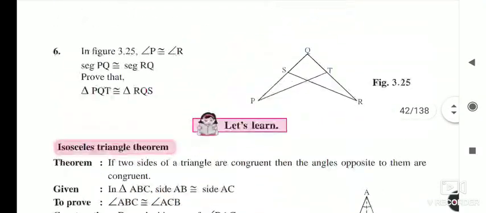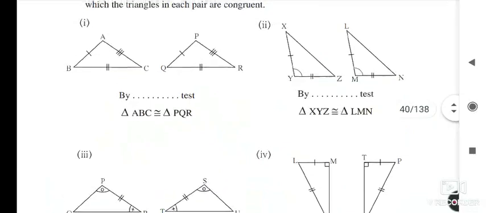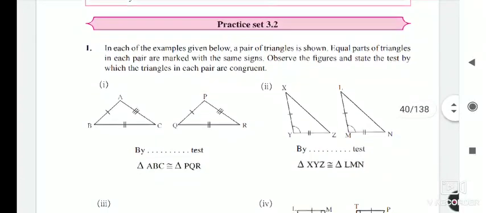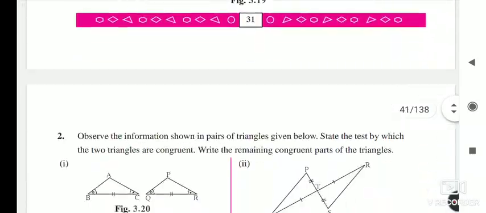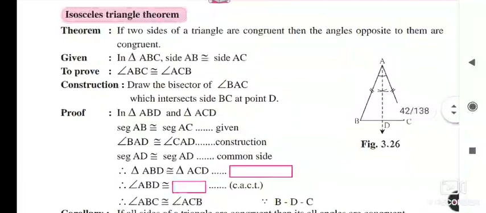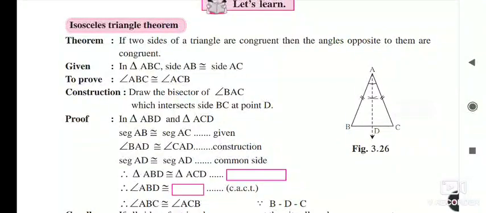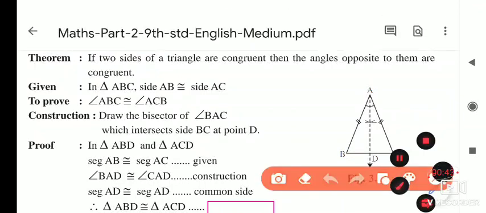So before that, I hope all of you solve exercise number 3.2, because only some students have sent me this 3.2 practice set. If you solve it, send it to my personal number, and then take today's theorem, that is the isosceles triangle theorem. So first of all, we will see what the statement of the theorem is.